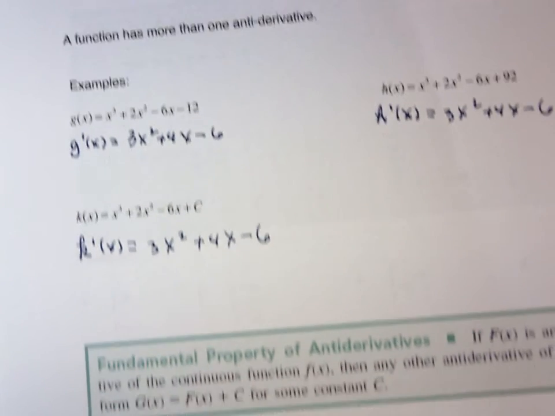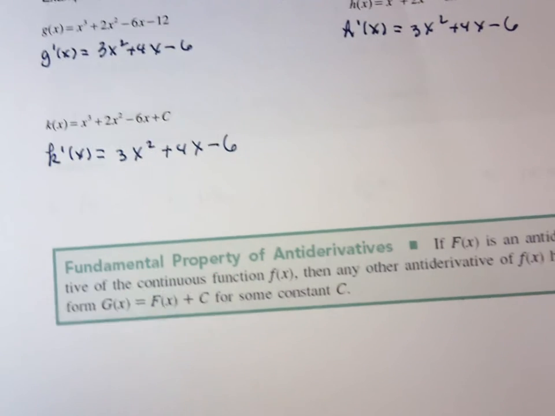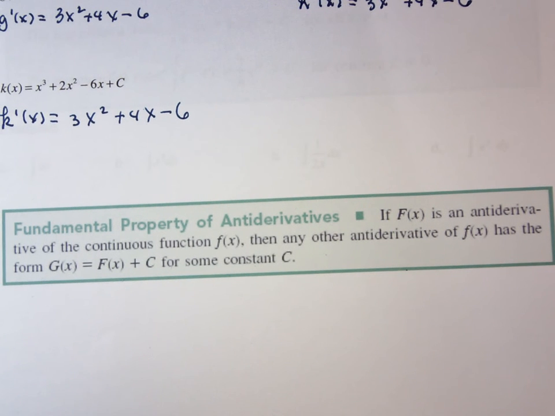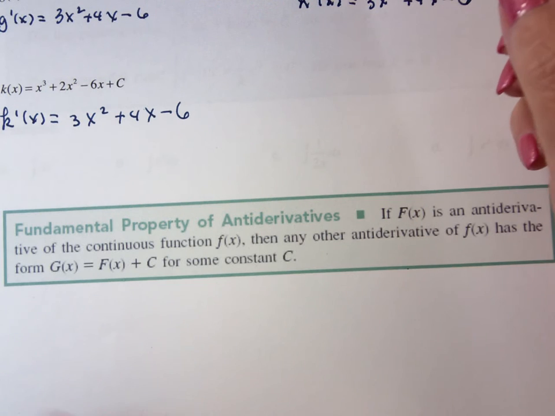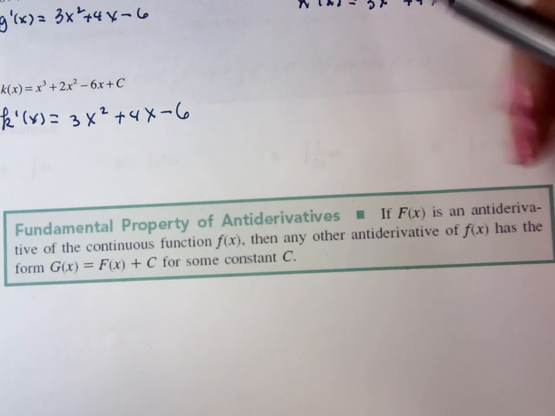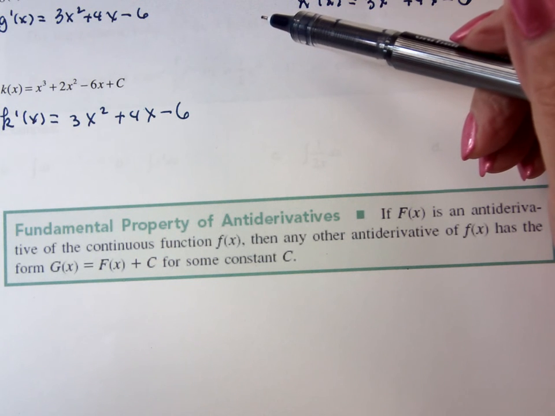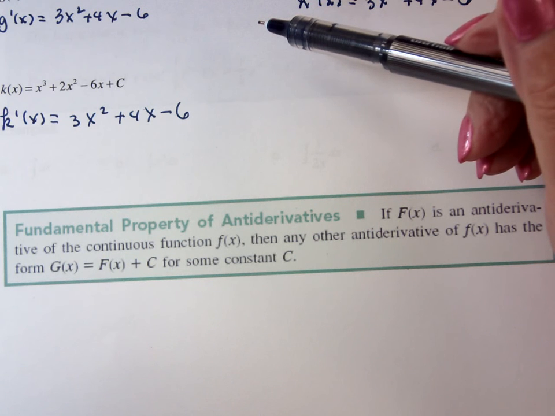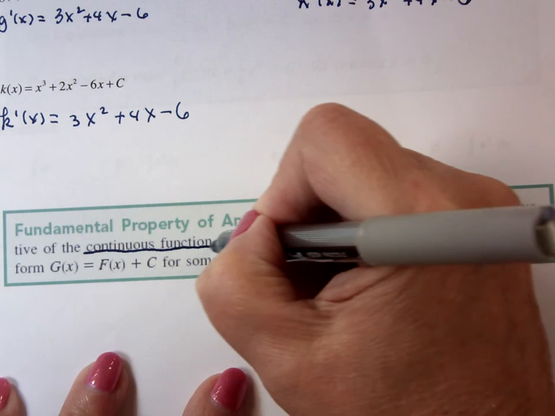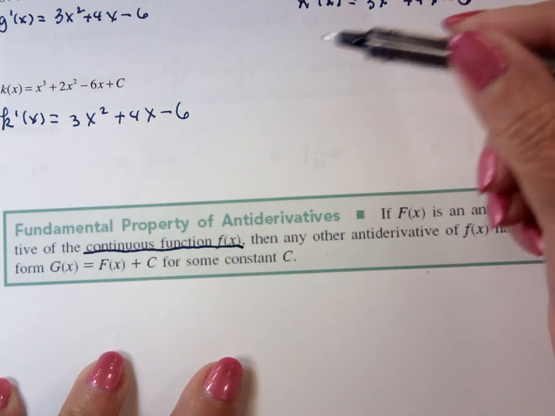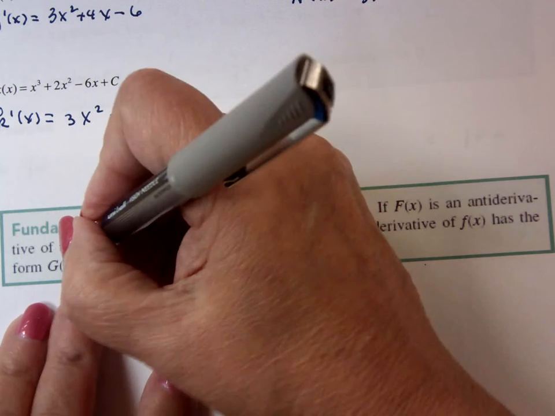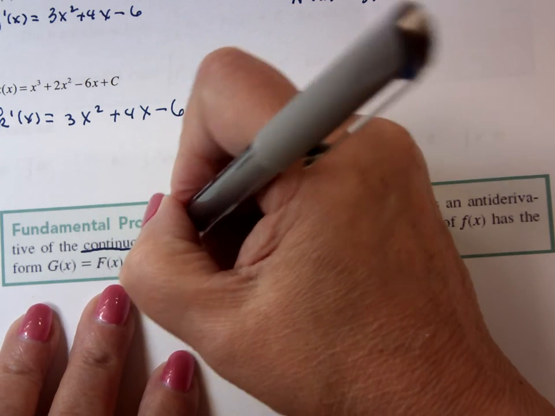So that means this. It's called the fundamental property of antiderivatives. If f of x is an antiderivative, and notice what it's putting in here. Now, we don't have to worry too much about this because this is brief calculus, and what we're working with are polynomial functions, right, and rational functions. Most of our functions are continuous almost every place. A continuous function, then any other derivative of f of x has the form g of x equals capital F plus c.